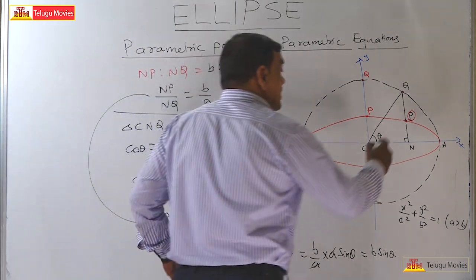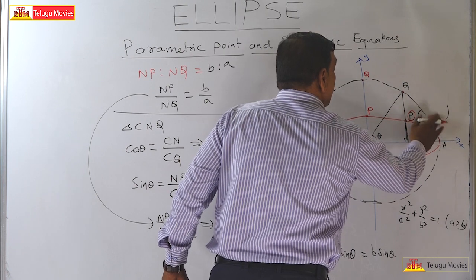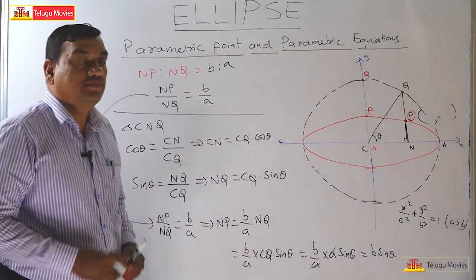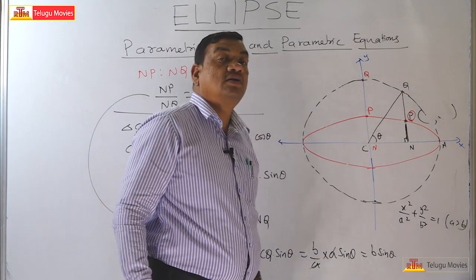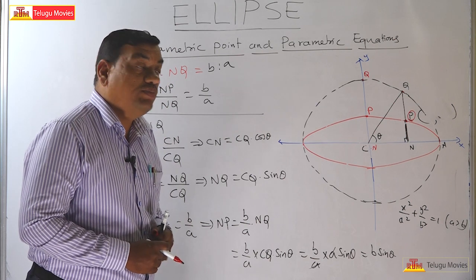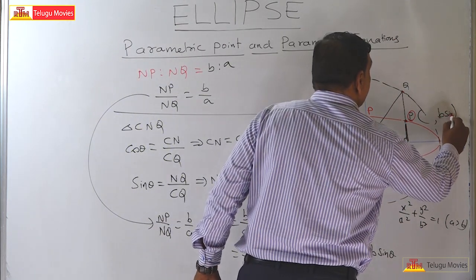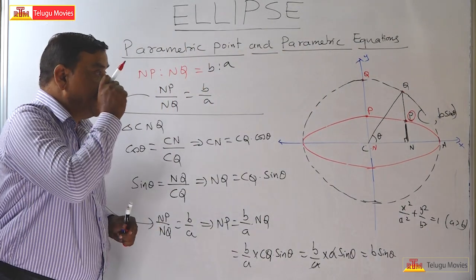Here the length NP is nothing but the y coordinate of the point P. That we got as b sin theta. So for the point P, the y coordinate we got is b sin theta.